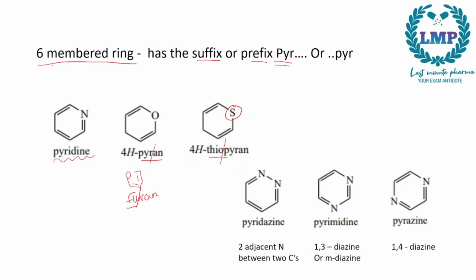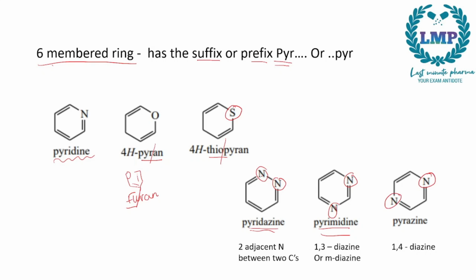Next we have two nitrogen groups which are attached adjacent to each other in a six-membered ring. We will call it a pyridazine. If it's two nitrogen groups attached alternating to each other, we will call it a pyrimidine. If it's two nitrogen groups which are attached opposite to each other, we will call it a pyrazine.